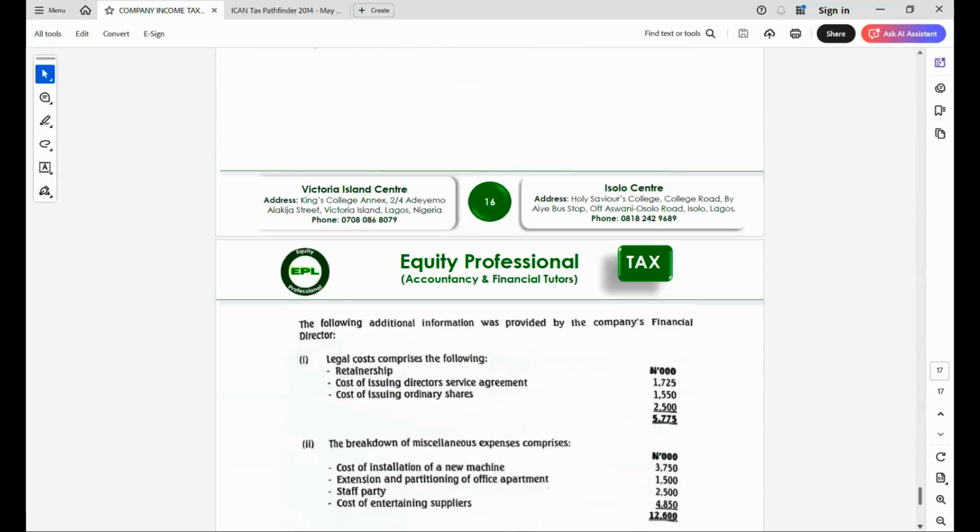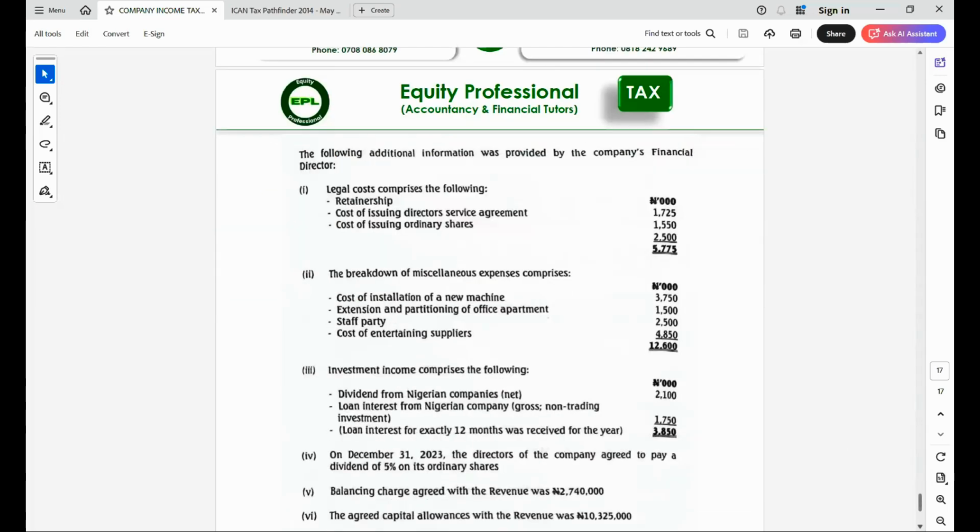Then the following additional information was provided by the company financial director. Legal costs comprise the following: retainership, cost of issuing director service agreement, cost of issuing ordinary share. The breakdown of miscellaneous expenses comprises cost of installation of new machine, extension and partitioning of office apartment, staff party, cost of entertaining supplier. Investment income comprises the following: dividend from Nigeria company net, loan interest from Nigeria company gross, non-trading. Loan interest for exactly 12 months was received for the year.